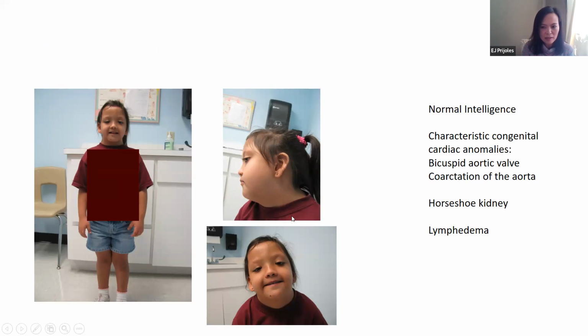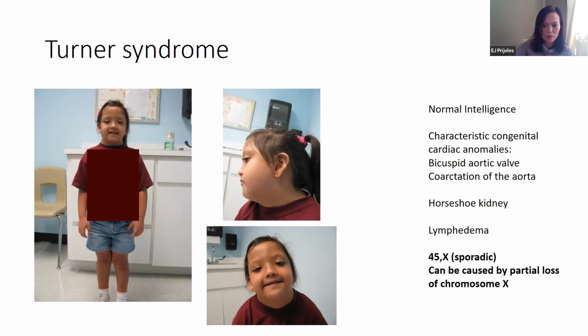And then this individual comes in for short stature, and she has normal intelligence. And an echocardiogram might show characteristic congenital anomalies, including bicuspid aortic valve or coarctation. If we dug deeper, there may be a history of a horseshoe kidney or lymphedema. And so many of you might notice some of the physical features that are consistent with Turner syndrome.